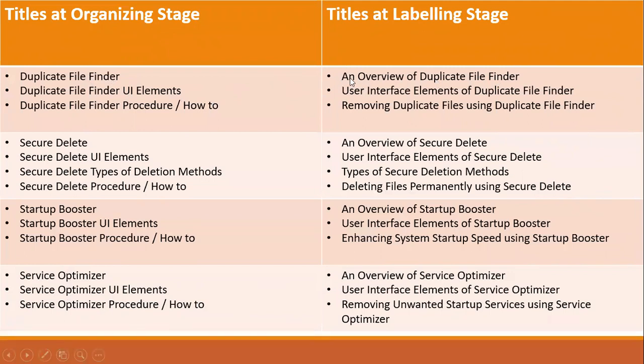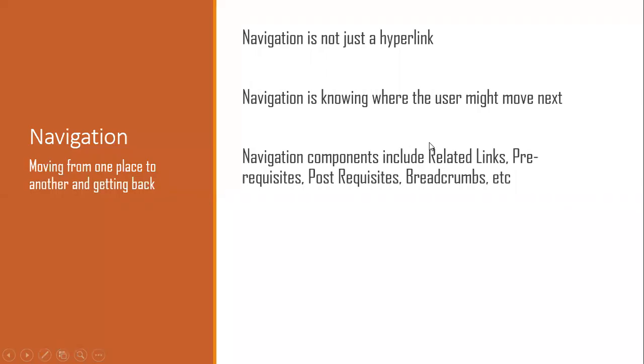So instead of duplicate file finder, we have an overview of duplicate file finder. Instead of duplicate file finder UI elements, we have user interface elements of duplicate file finder. And finally, instead of duplicate file finder procedure, we have how to remove duplicate files using the duplicate file finder feature. So we give an appropriate title so that the topic title itself gives an indication as to what the topic contains. So we finish the labeling for all the 4 features of the product that we were documenting. This completes the labeling aspect, and now we move on to navigation.